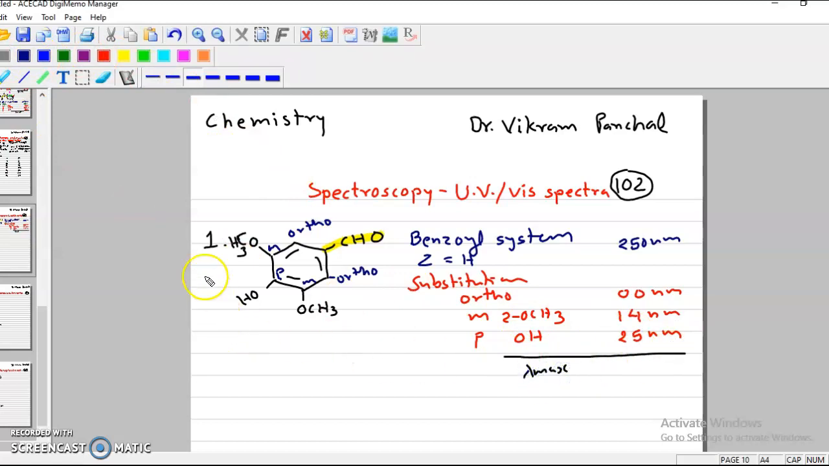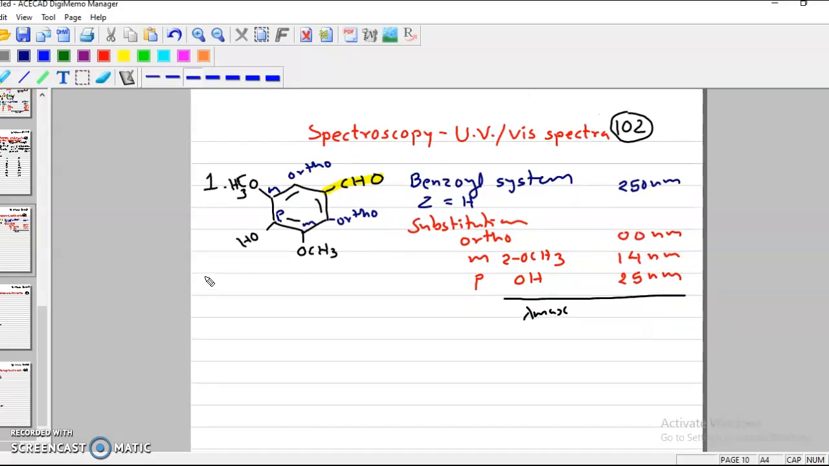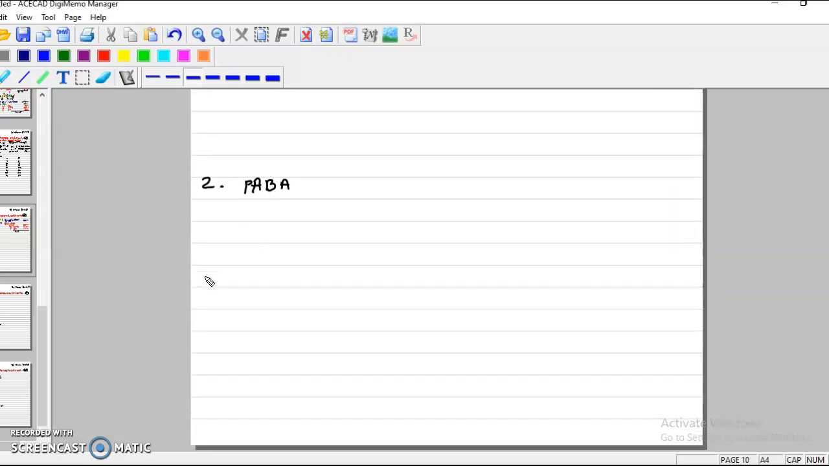So calculation of lambda maxima for benzoyl system is very, very easy compared with the diene and enone systems. Next is PABA. Sometimes they give you this name like PABA. What is PABA? Para amino benzoic acid. So first of all, you have to draw para amino benzoic acid. This is COOH, and at para position NH2 group. So this is your compound. What will be the system? C double bond O is here. So this is your system where Z is equal to OH. This is Z. So it is basically a benzoyl system.